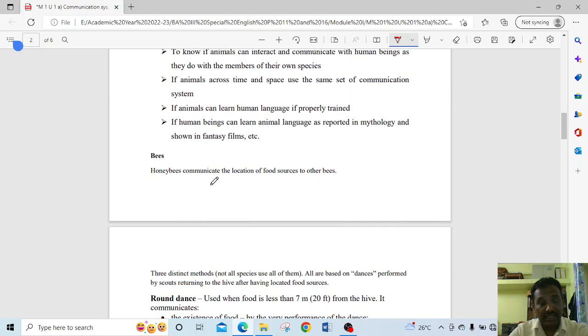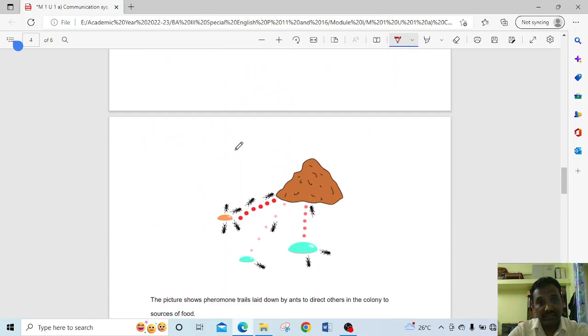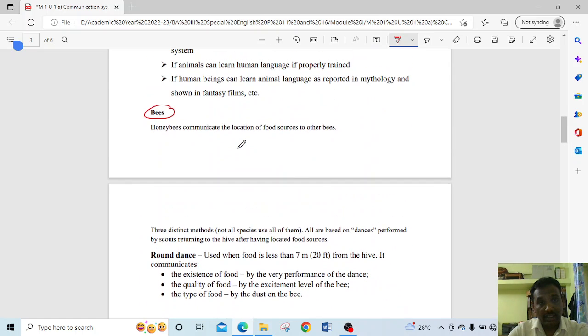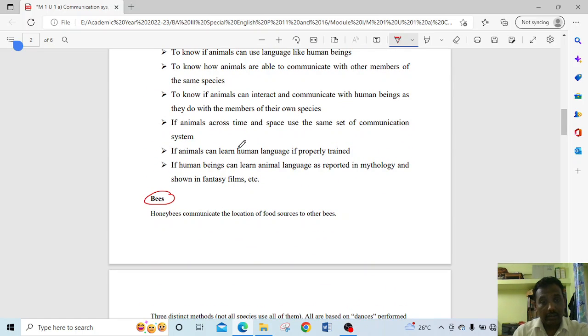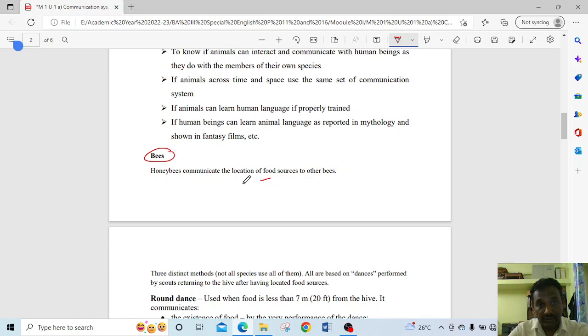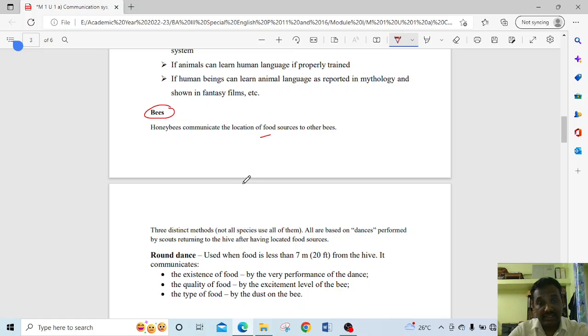Now you see that bees, this is a very famous example of bees. Honeybees communicate with each other. When a bee finds a location of food, that bee tells other bees that there is food available for all of them.